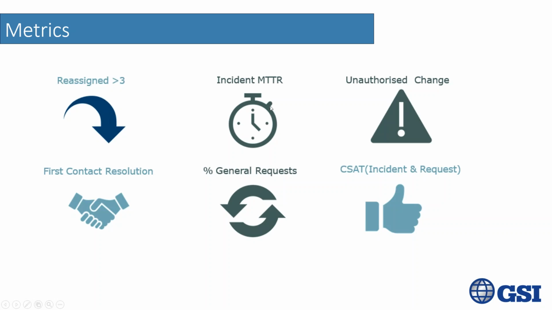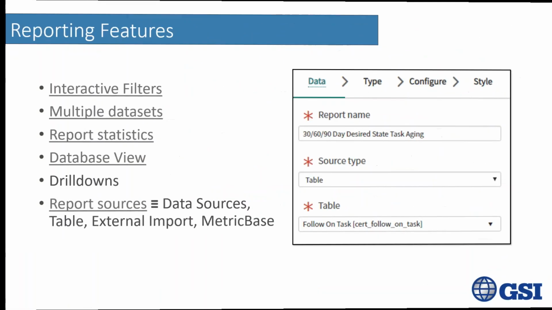Other common metrics are, and everybody is probably familiar with, mean time to resolve for incidents, unauthorized change, and first contact resolution, where you're resolving tickets at the first level of service desk, or you don't have any escalations going to tier 2, tier 3. You can also report on things like general requests and CSAT scores from either internal or external customers. This is where you're trying to provide white glove service treatment to your clients.